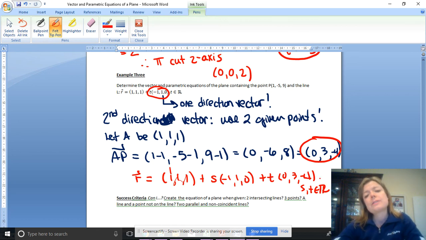Okay, so as a result of this video and these learning points, you should be able to create the equation of a plane if you're given 2 intersecting lines, 3 points, a line and a point not on the line, and 2 parallel or non-coincident lines. So basically any of those 4 situations I presented to you, when given any of them, you should be able to create the equation of a plane. You should also be able to determine if a given point is on the plane if you know the vector or parametric equations.